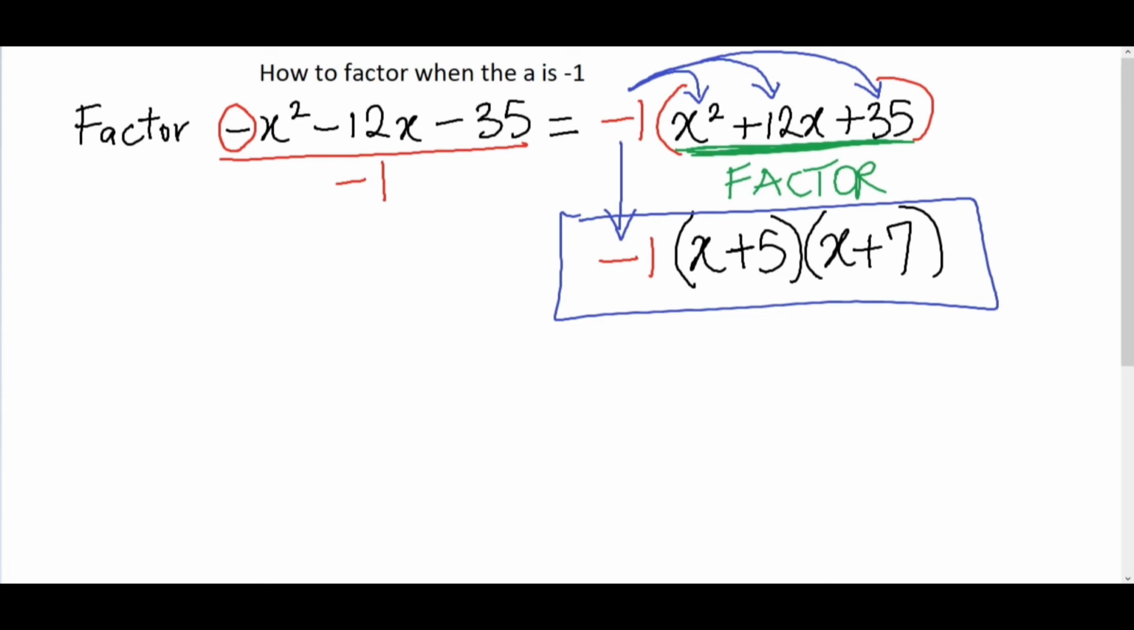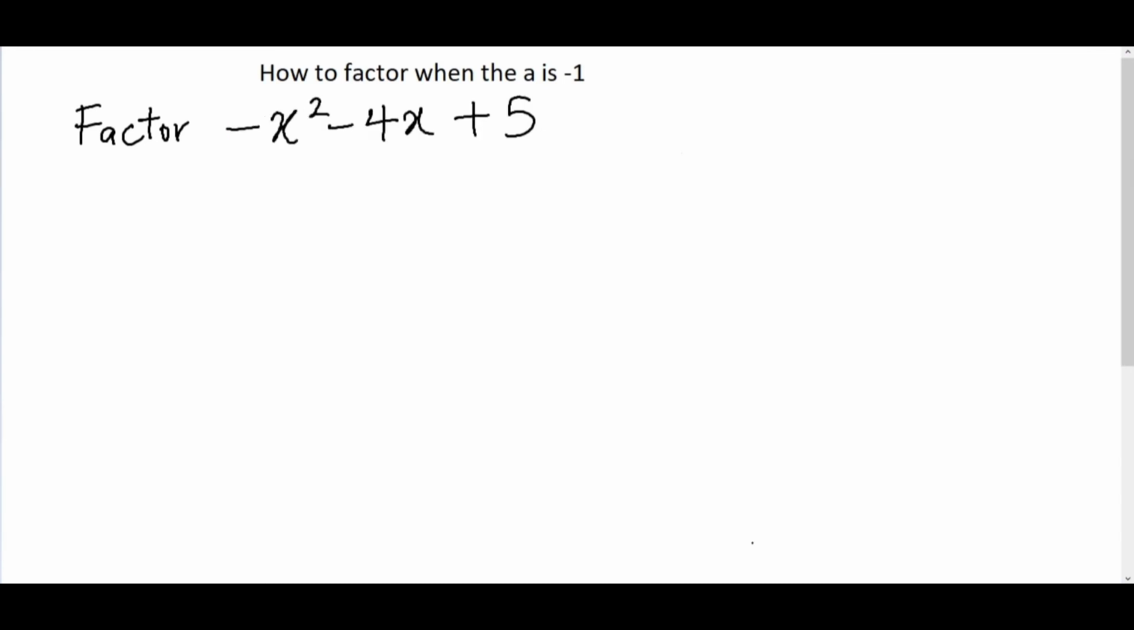I want to do one more example just as a bonus, but if you already got it, you can go ahead and move on and do your homework or whatever brought you here. For this second example, we are asked to factor -x squared minus 4x plus 5.